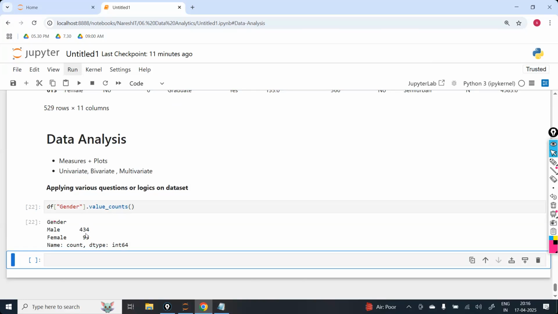Males are 434, females are 93 or 95. Same answer I'll get there also. Males will be a big bar and females will be a smaller bar. There also the answer is the same. But what is the difference? This is used for my purpose. The plot is used for showing to others in the PPT. In the PPT, I will bring the count plot and say, sir, among males and females, more males are applying for the loans in reality.